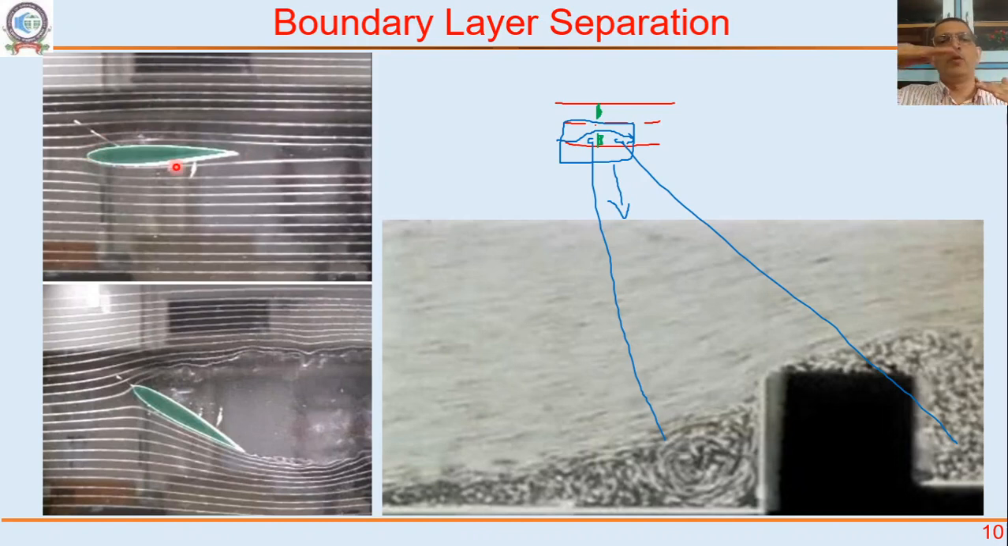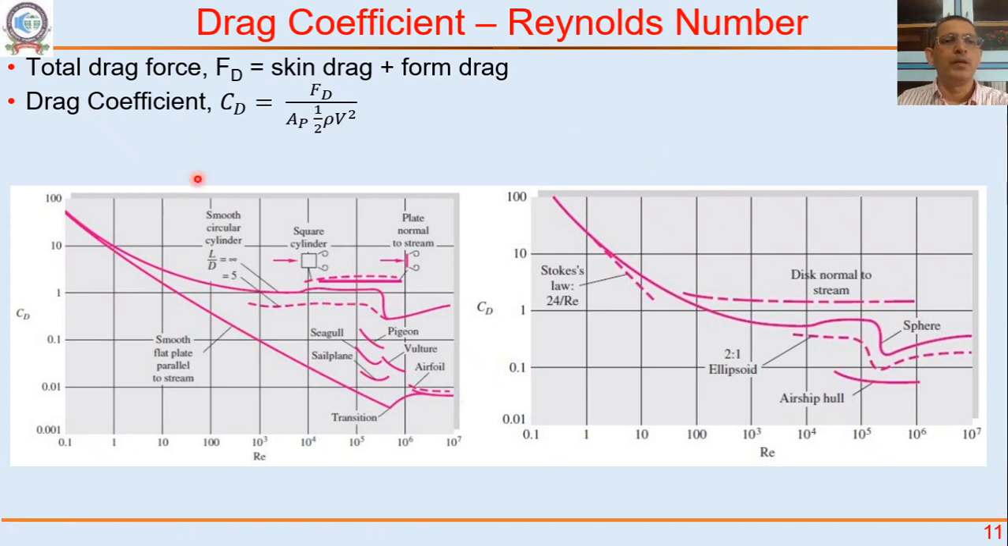imagine that you are holding a cardboard sheet parallel to the wind. So wind is coming like this. This is a cardboard sheet. So this cardboard sheet also will be dragged or will experience a force in the direction of the wind. That's not because of the pressure difference. It is because the wind is sticking to the surface. The velocity is zero. We'll see that as we go along in the next part of the topic. So this drag, we call it a skin drag.